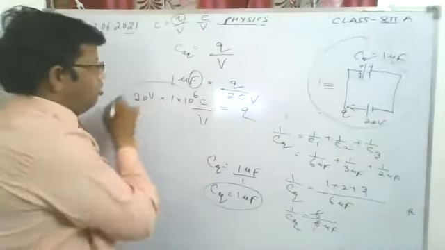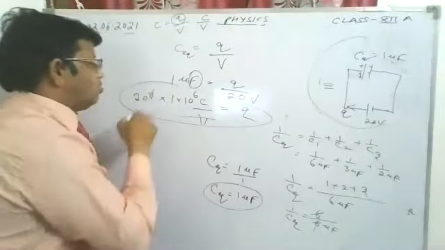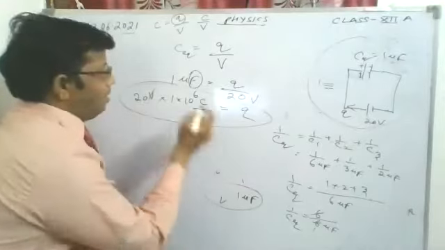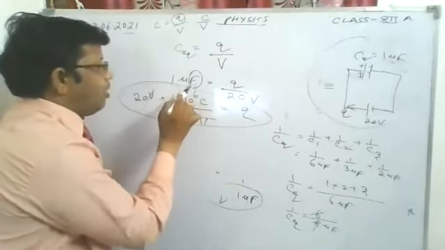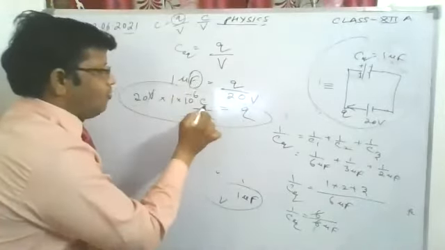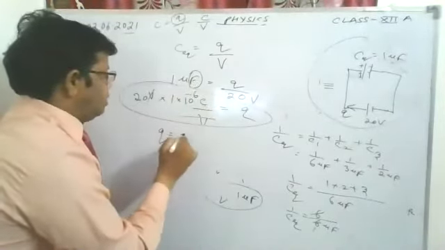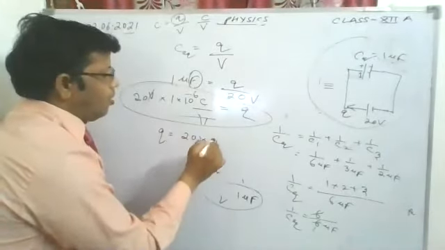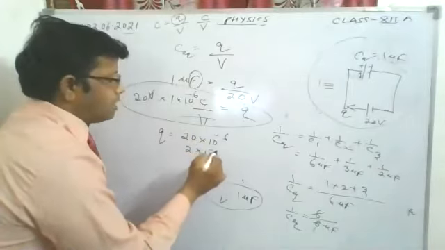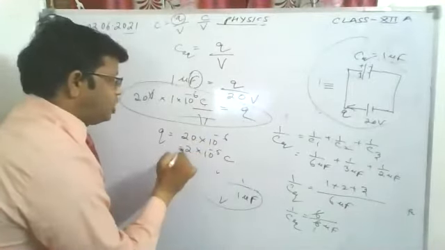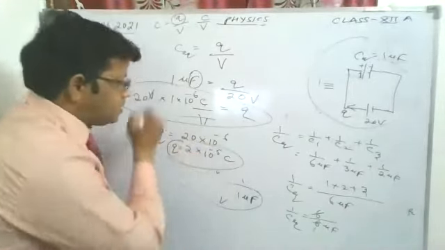Now see here. You can solve this. Volt cancels out. 20 into 10 to the power minus 6. Micro means 10 power minus 6. Now remember C for coulomb. So what is the charge? 20 into 10 to the power minus 6 coulomb is the charge stored on all the capacitors.